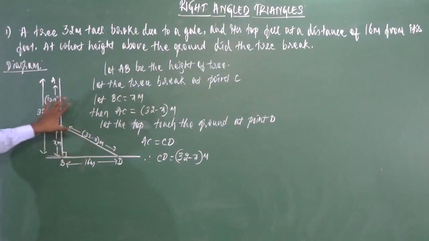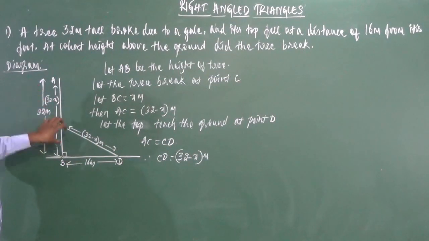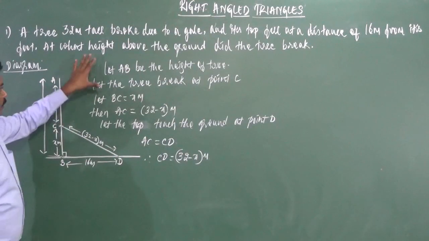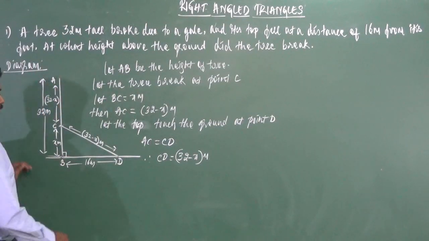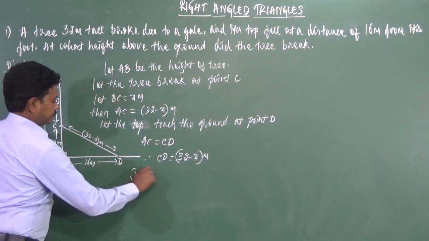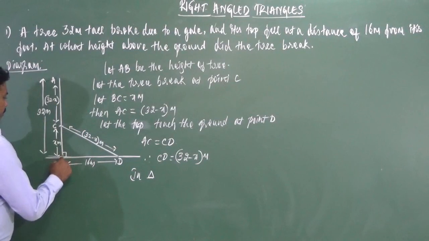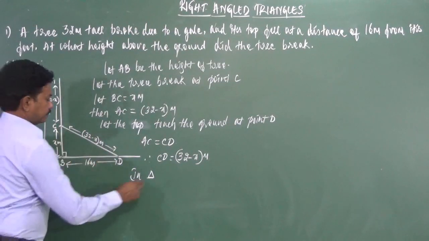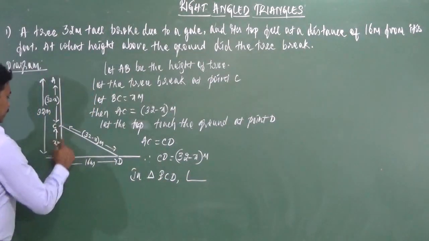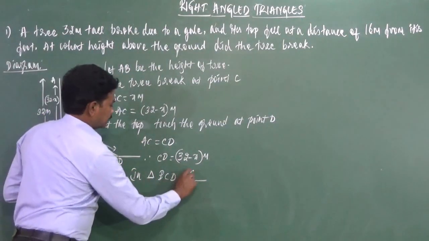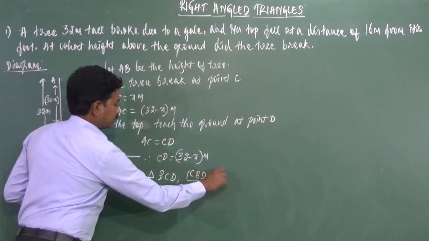For the description of the diagram, you are given your own names, so you have to mention what name is given for what, and you have to substitute the values which are discussed in the problem. Now in triangle BCD, angle CBD is equal to 90 degrees.